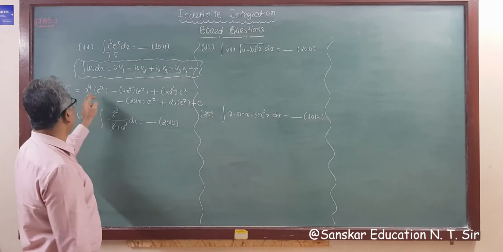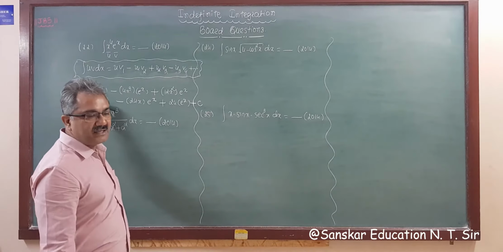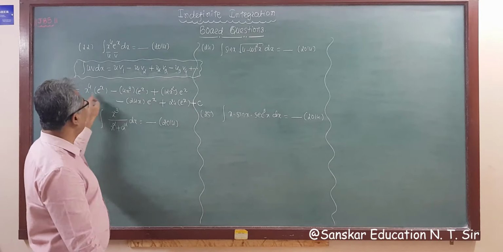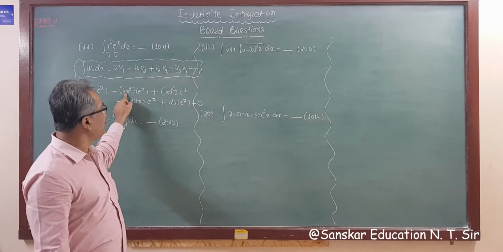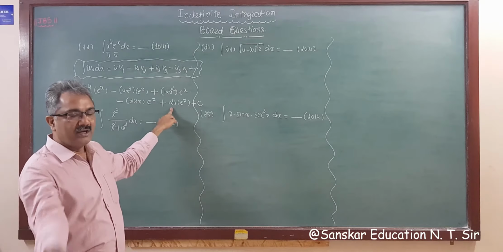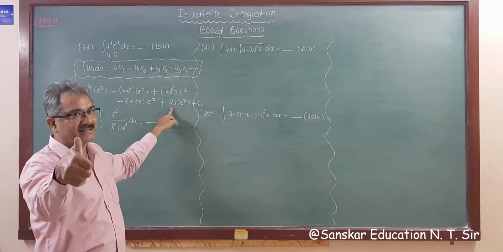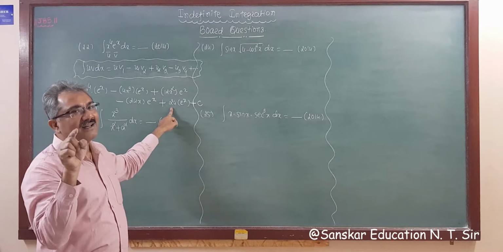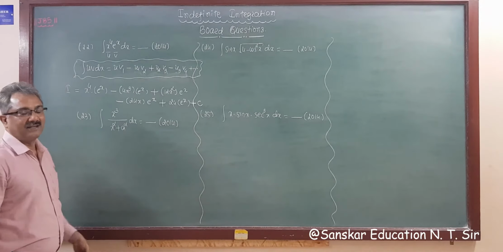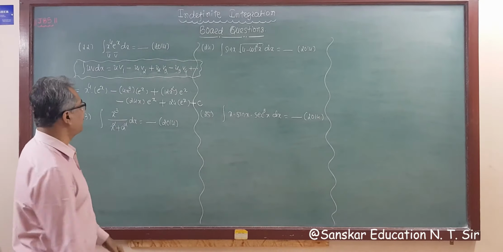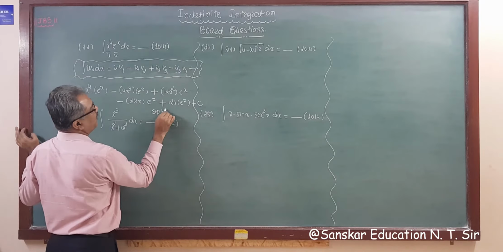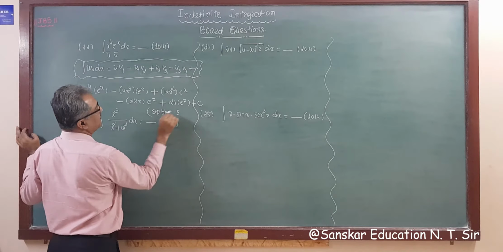So now check your answer in the options. In question number 22, if we take e raised to x common from all, then x raised to 4 minus 4x cubed plus 12x square minus 24x plus 24. That is option B, your correct answer. For shortcuts like this, you have to watch videos on my channel, right? There are lots of shortcut methods.